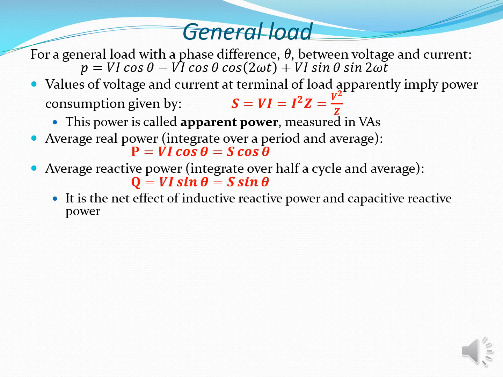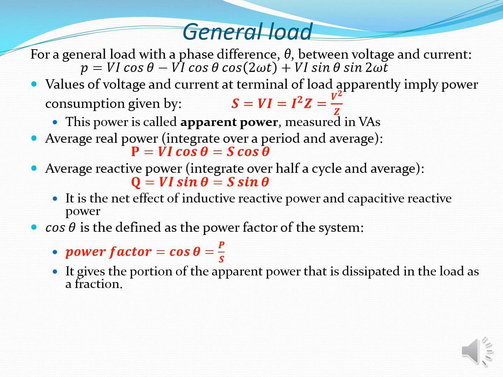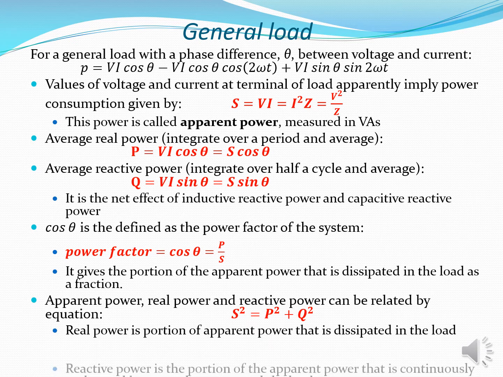So we can say that the real power, or P, is Vi cos theta, where Vi is called S, so it can be written as S cos theta, and then the reactive power is Vi sin theta, which is given as S sin theta. And then because of that, you can also determine the power factor. In this case, it becomes real power over apparent power, and that gives the portion of the apparent power that is dissipated in the system.